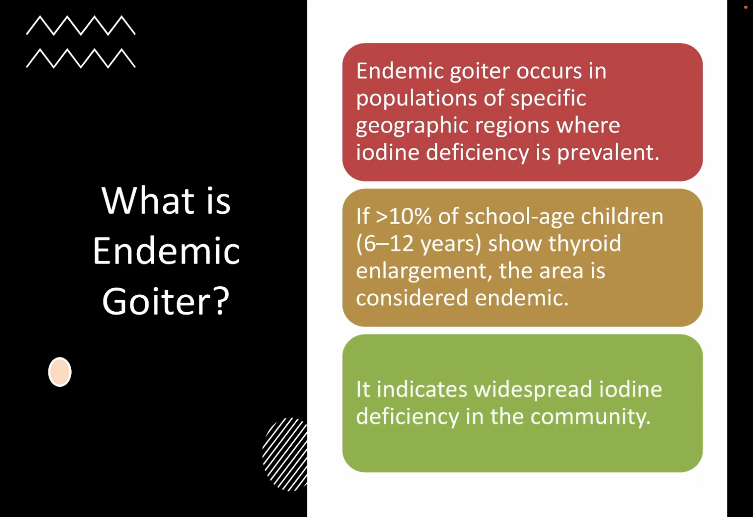So, what is endemic goiter? Endemic goiter occurs in a population of a specific geographic region where iodine deficiency is prevalent. If greater than 10% of school age children show thyroid enlargement, then the area is considered endemic. It indicates widespread iodine deficiency in the community.